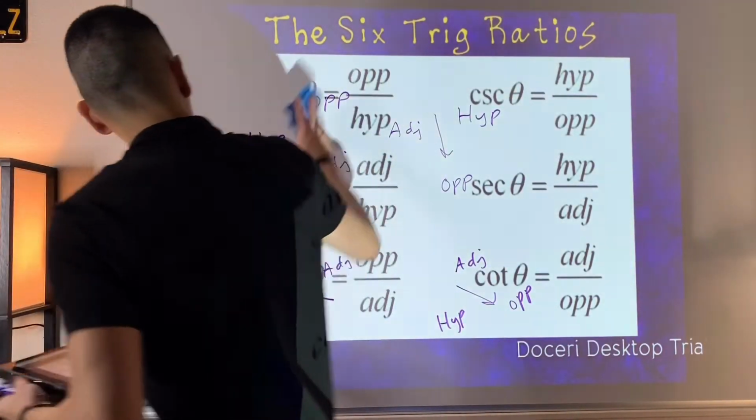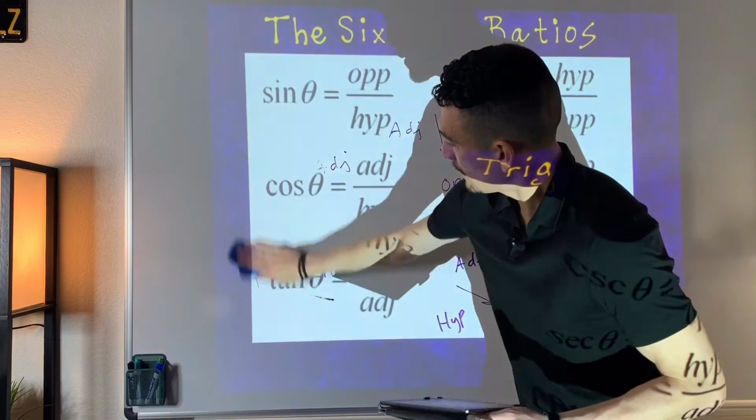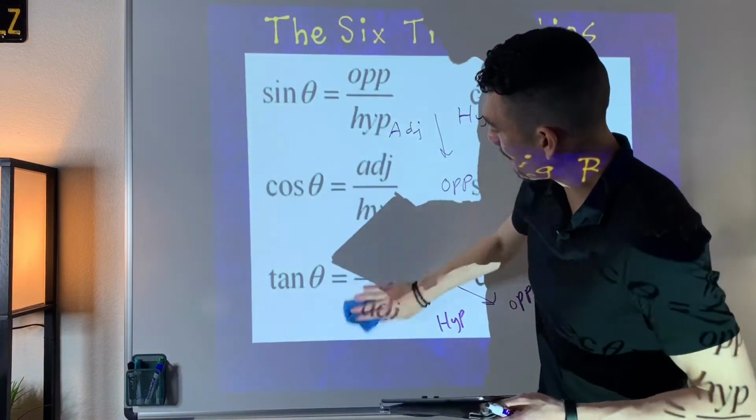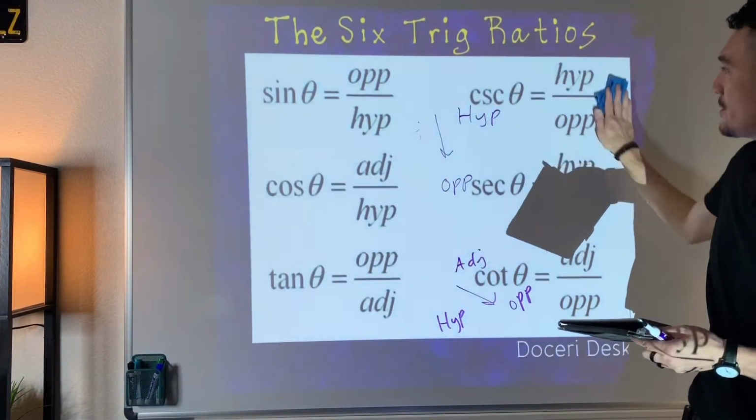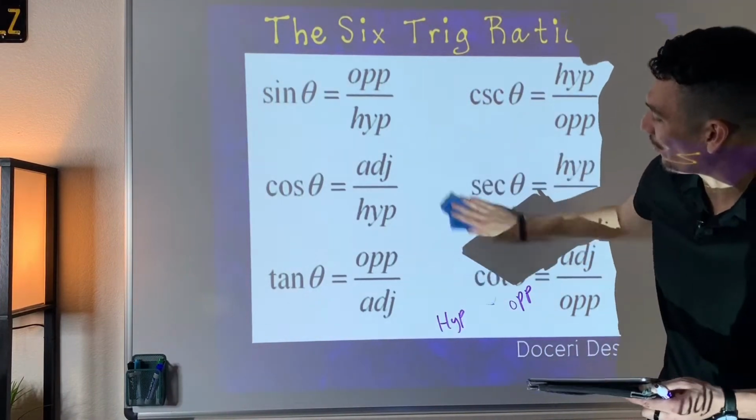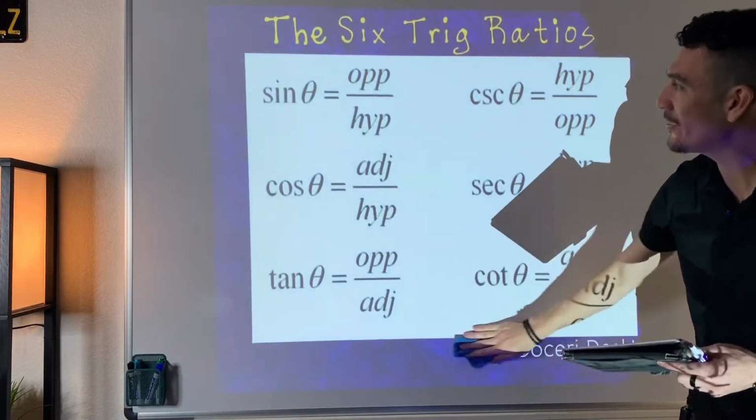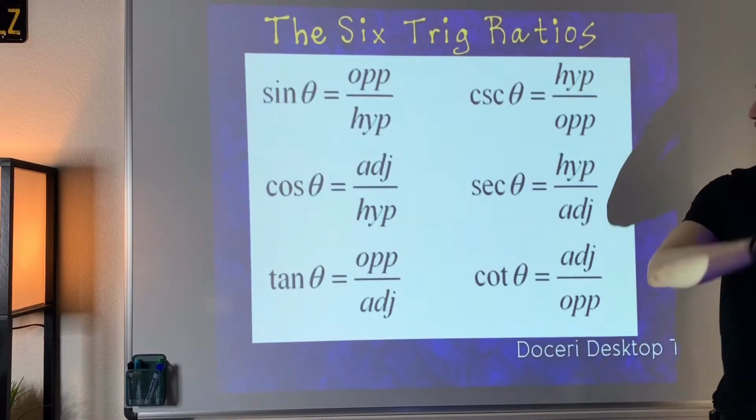Let me erase the marker. These are what we call the 6 trig functions, or the 6 trig ratios. So this is gold. So write this down on your notes for sure. I'll give you a minute. Go for it.